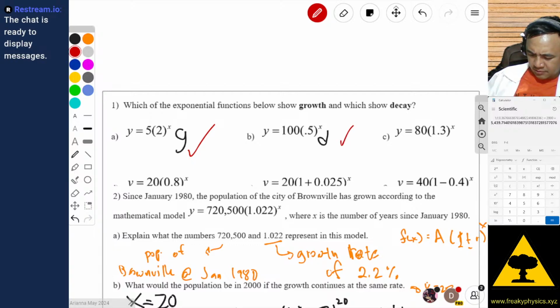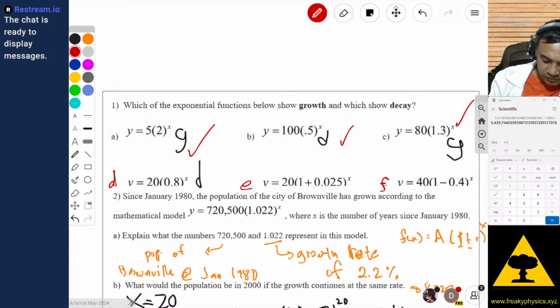So, this would be growth. Then C would be growth. Yes, C is growth. All right. How about D? Okay, this is E, this is F. Decay. Decay is correct. Growth, because of the plus. Growth, correct?